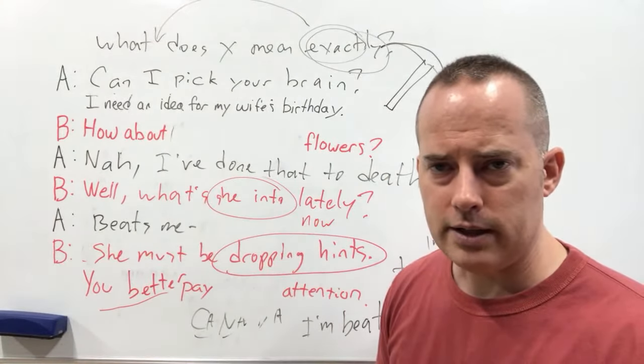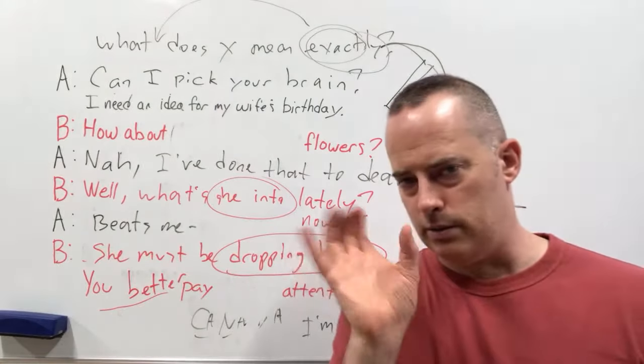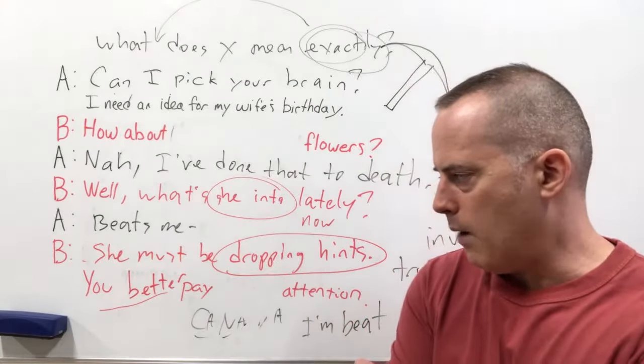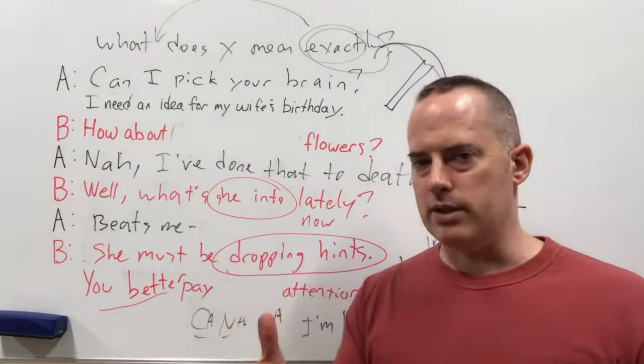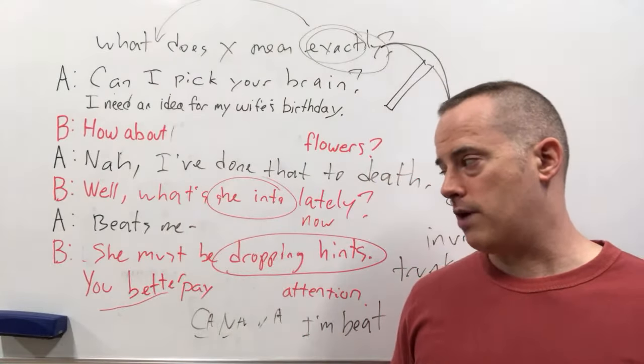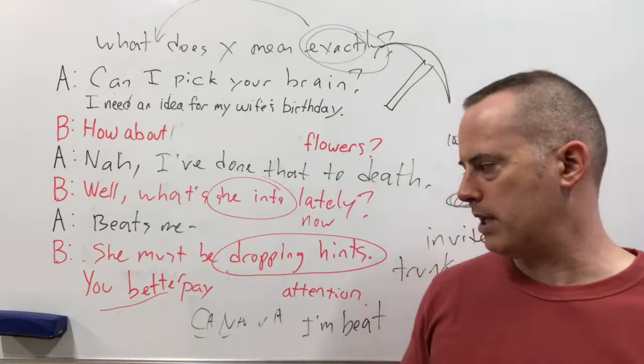To drop a hint on or over? Well, you just say to drop hints. You don't need to add any preposition to that. My wife is dropping hints about something, so my wife is dropping hints about what she wants for her birthday. All right, so she's dropping hints.